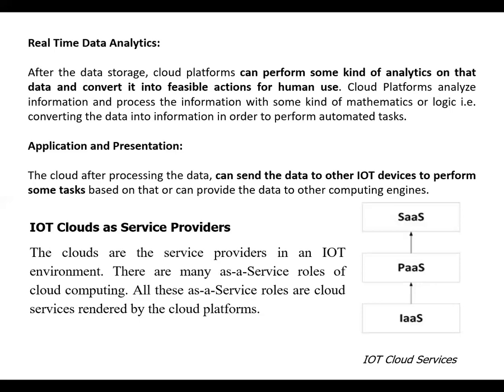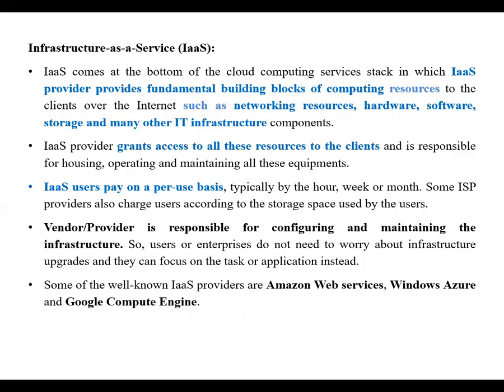So whatever services the cloud provides come into these categories. First, infrastructure as a service. Infrastructure as a service means the cloud provides infrastructure like hardware or communication, the medium of communication technology. Those things are called infrastructure as a service. IaaS comes at the bottom of the cloud.